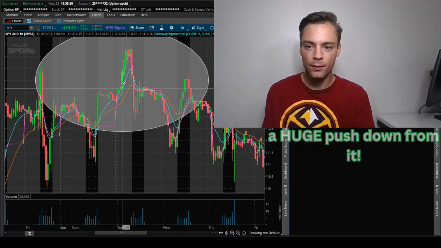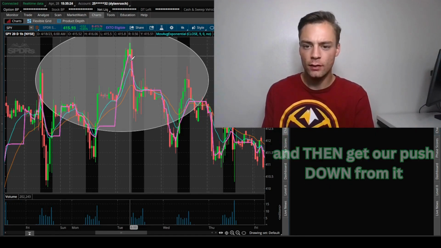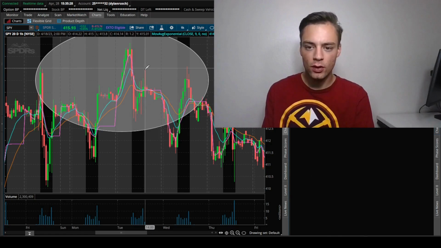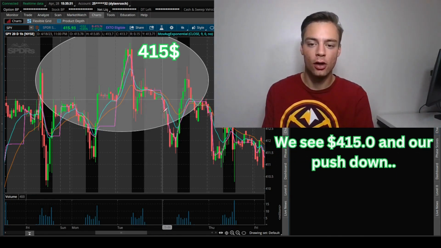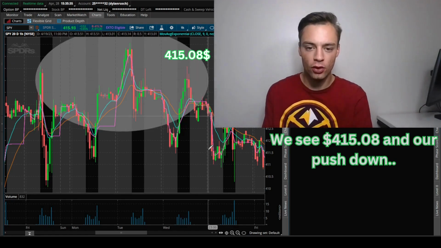We see here where we get a push all the way up to 416 and then get a push down from. But then anytime after 416, we see 415 to a T and our push down. We see 415.08 and our push down.